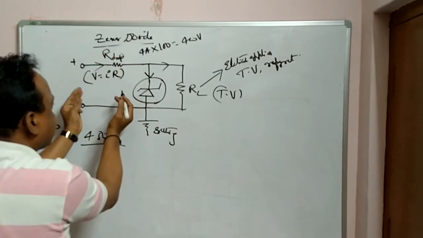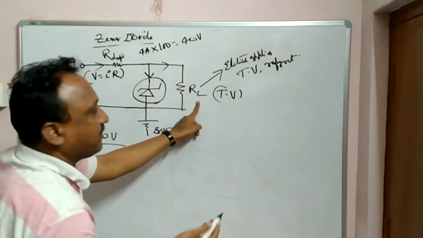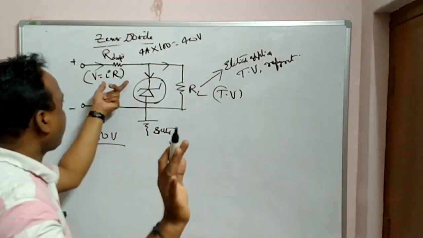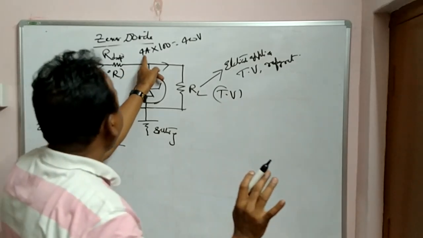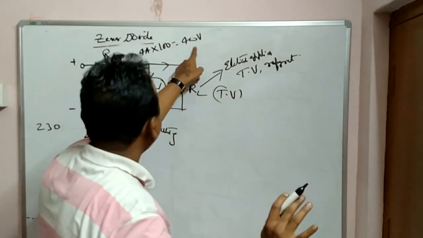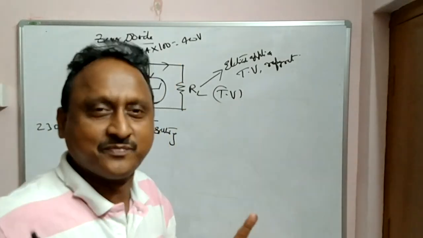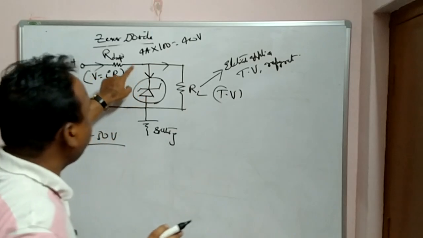So some drop will come. For example, the drop here, see, 400. So only 50 volts will be, for example I am telling you, that much drop is there. Suppose 4 amperes, 4 into 100, 400 volts. So 440 minus 400, 50 volts will go to the TV. Generally, like that it will be balancing.